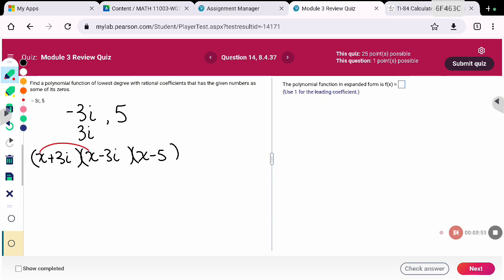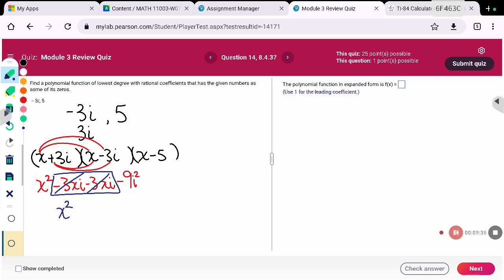So my first here, x times x gives me x squared. My outside would give me negative 3xi. The inside is going to be the opposite of that, positive 3xi, and then my last, 3i times negative 3i, gives me negative 9i squared. So when I put those like terms together in the middle, they just cancel. So now I have x squared.